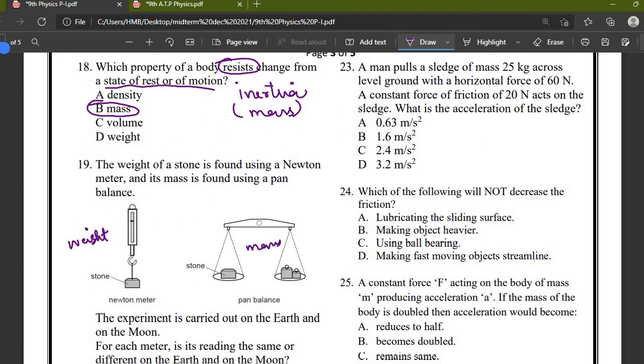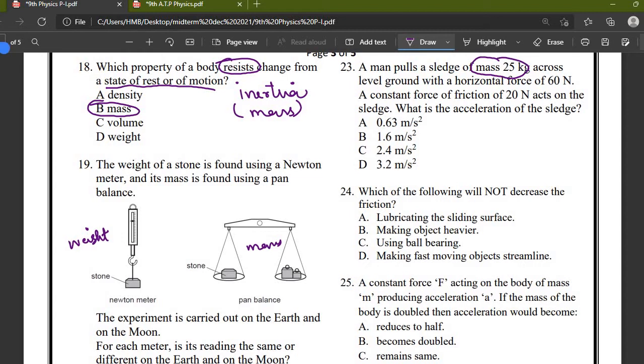Let's see question number 23. A man pulls a sledge of mass 25 kg across level ground with a horizontal force of 60 Newton. So let's say this is the mass of the object, that is 25 kg, and it is pulled with a force of 60 Newton, where a constant force of friction of 20 Newton is acting in the opposite direction. What is the acceleration of the sledge?